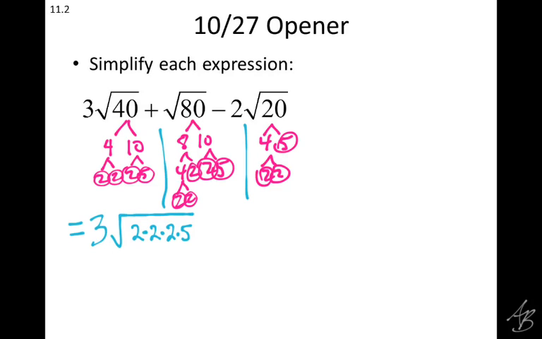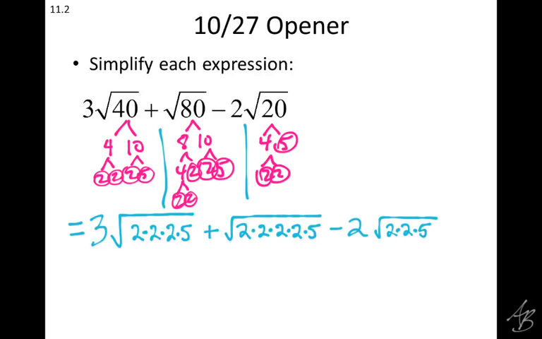Okay. Then we're going to have a plus before the next one, and inside that square root for the 80, we're going to have... Okay. And then we've got minus, don't forget the 2 out front, and then for the 20 we're going to have lots of 2's and 5's here.